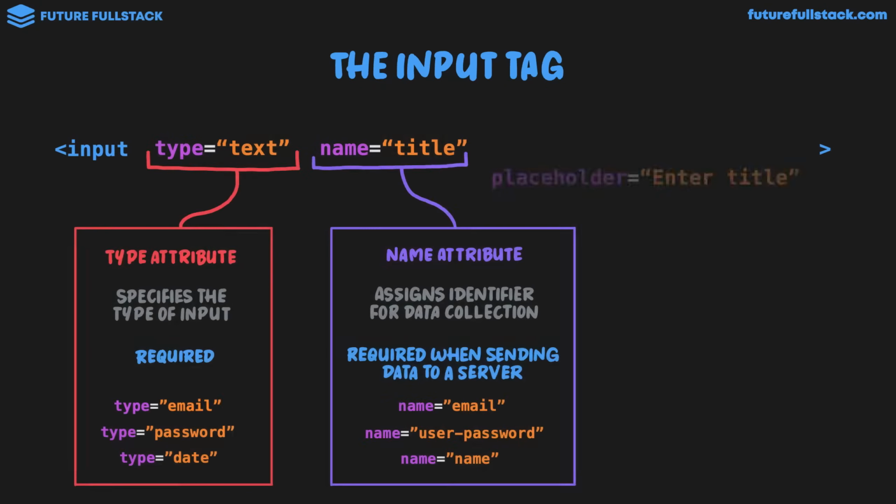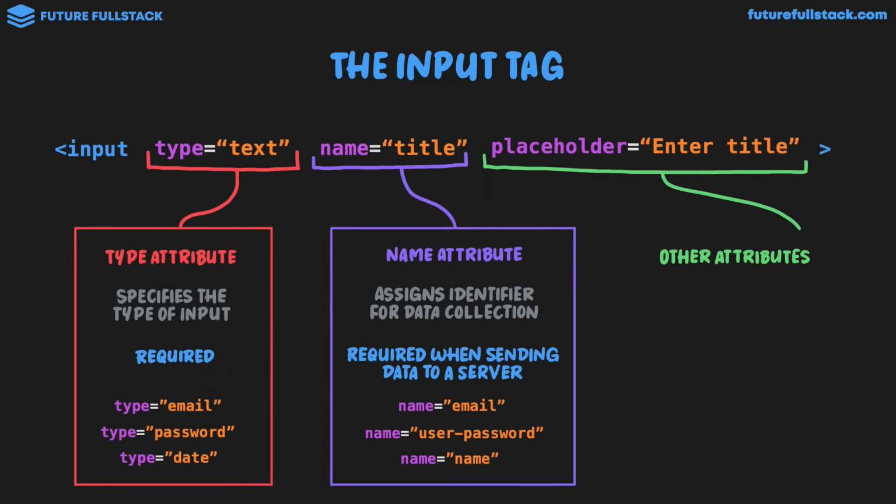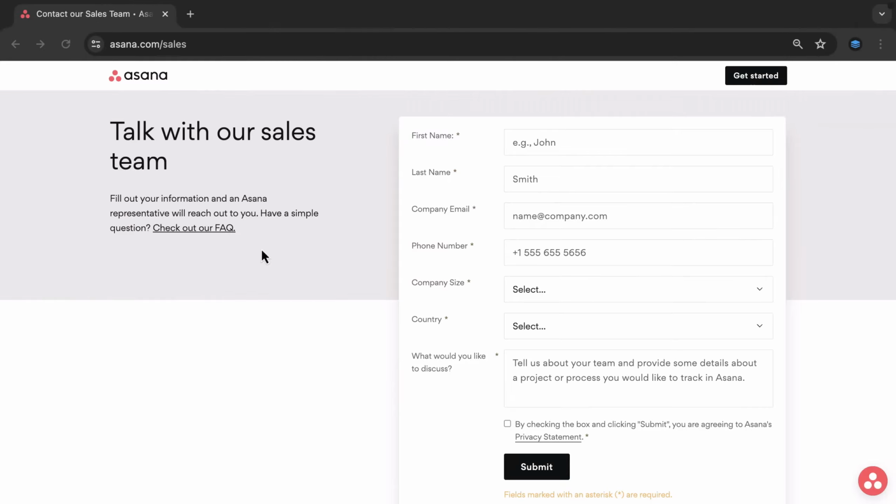The final attribute we can have are other attributes. They're simply other attributes we can use, and you can use one or more of them. They're totally optional, so you don't have to use them. The example I have here is placeholder equals enter title. This will simply put the text enter title inside the form input. You can see this placeholder attribute value over here, where we have e.g. John, Smith, name@company.com, etc.